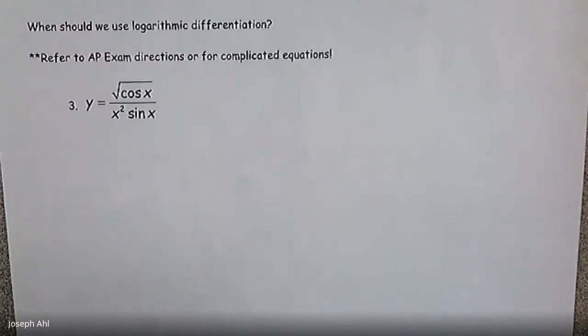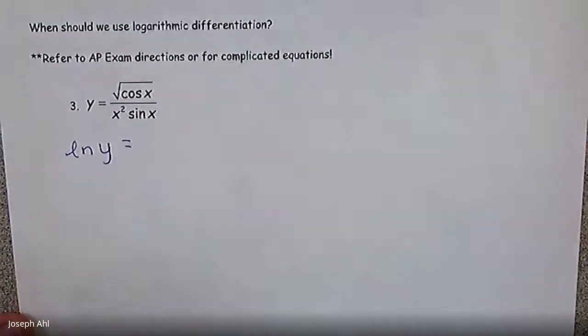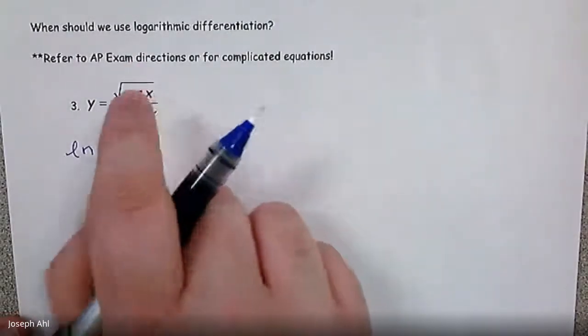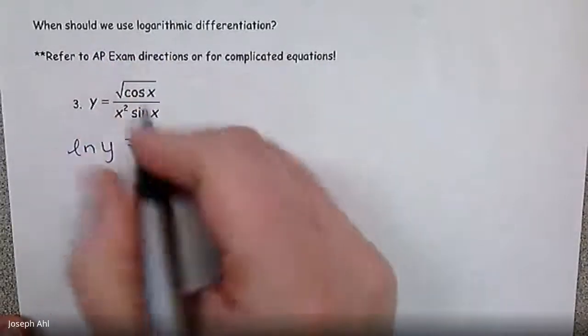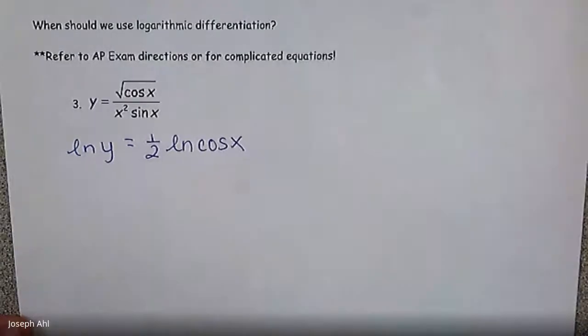You have the skills to be able to do this without. But maybe you'll trust me here and think that taking the natural log of both sides is a good start. So it's going to be ln y equals, when I take the natural log of this side, let's just start expanding it right away. So if I take the natural log here, the 1/2 is going to come out in front of the ln of cosine x.